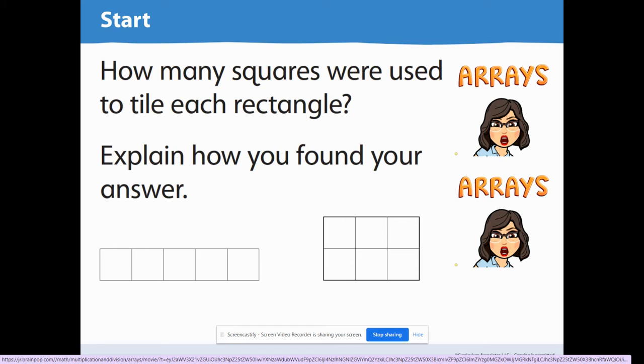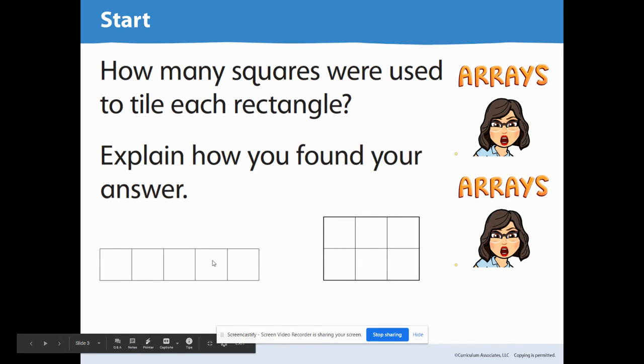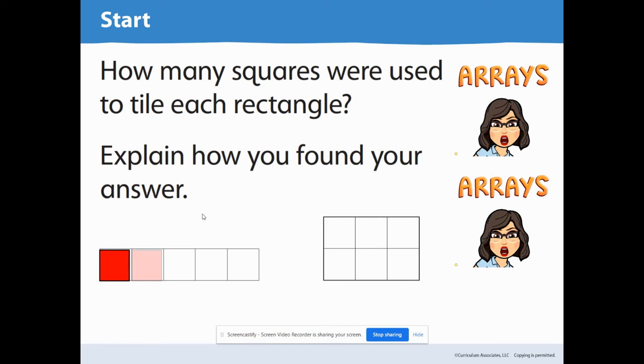So here we go. How many squares were used to tile each rectangle? Explain how you found your answer. Before we get started, here are our tiles. Our tiles are these little squares on this shape. So this is two shapes. Let's look at the first one. How many squares were used to tile each rectangle? This whole is a rectangle. Let's see. We have 1, 2, 3, 4, and how many? 5. Okay. Let's look at this next one. I want you to think how many squares were used to tile this rectangle.